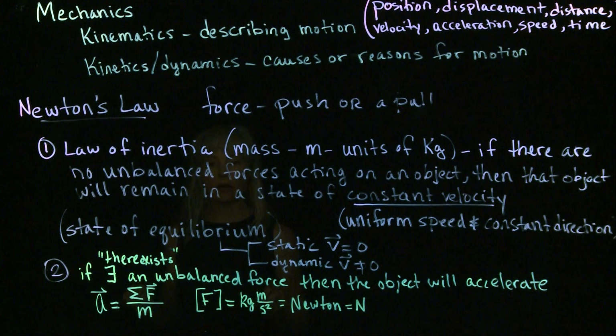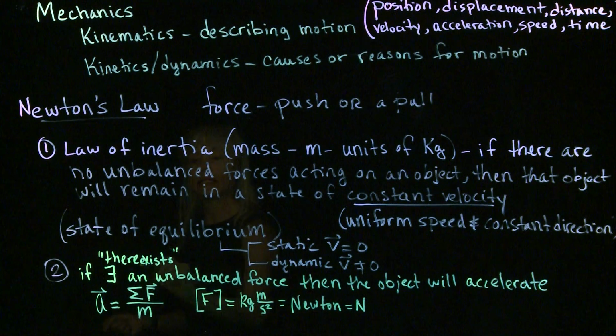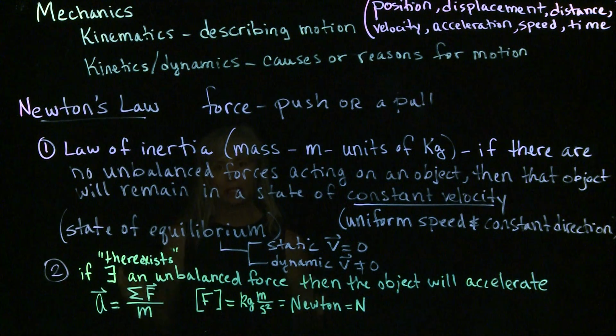So Newton's second law says, hey, if you add all the forces together that are acting on an object and you don't get zero, then that means you have an unbalanced force acting. The object will accelerate. It'll accelerate directly proportional to that unbalanced force and inversely proportional to its mass. So the more mass of the object, the smaller the acceleration. For the same unbalanced force, the larger acceleration will correspond to smaller masses.